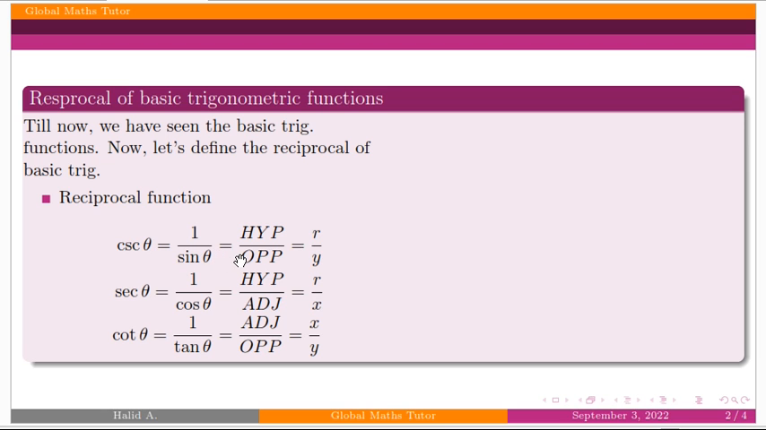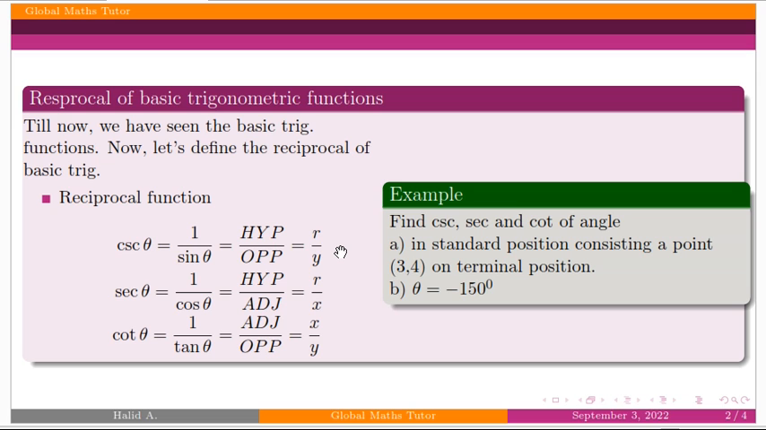So we already know how to find sine. Sine is simply opposite over hypotenuse. When we take its reciprocal, it gives hypotenuse over opposite. And if it is written in standard form in a coordinate plane, we can easily find it using r over y, where r is the radius, which can be found using the Pythagoras theorem, as we have seen before. So let's do some examples.